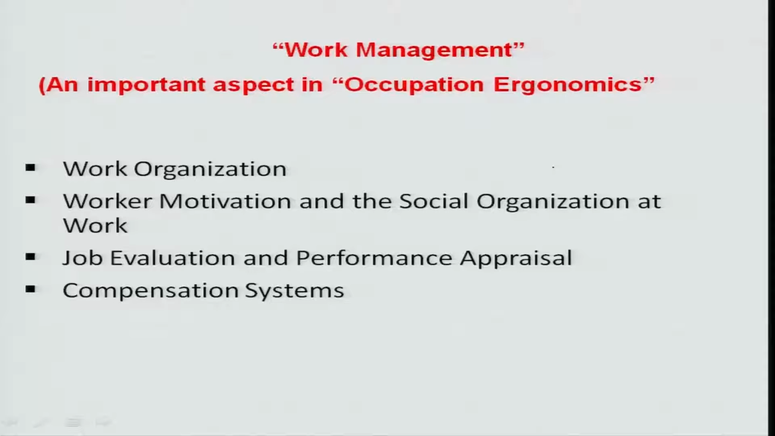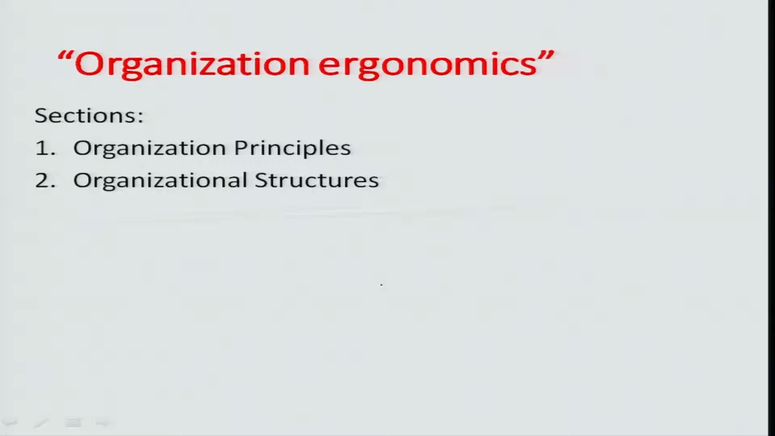So we all agree that work management is a very, very important and central aspect in occupational ergonomics. The concepts around which this area revolves are work organization, worker motivation, and the social organization at work. It also talks about job evaluation and performance appraisals and the importance of such tasks, and then about compensation systems. Generally, if we look at organization ergonomics, there are certain sections which talk about organization principles and organizational structures.